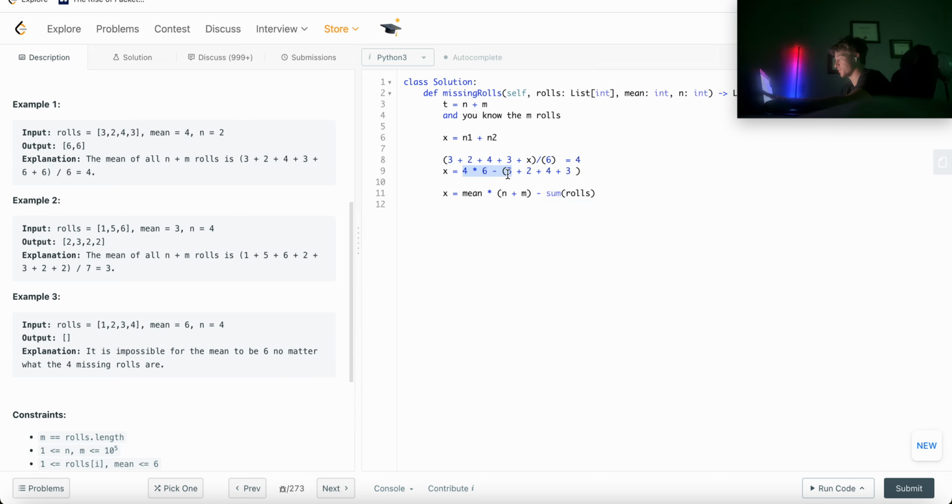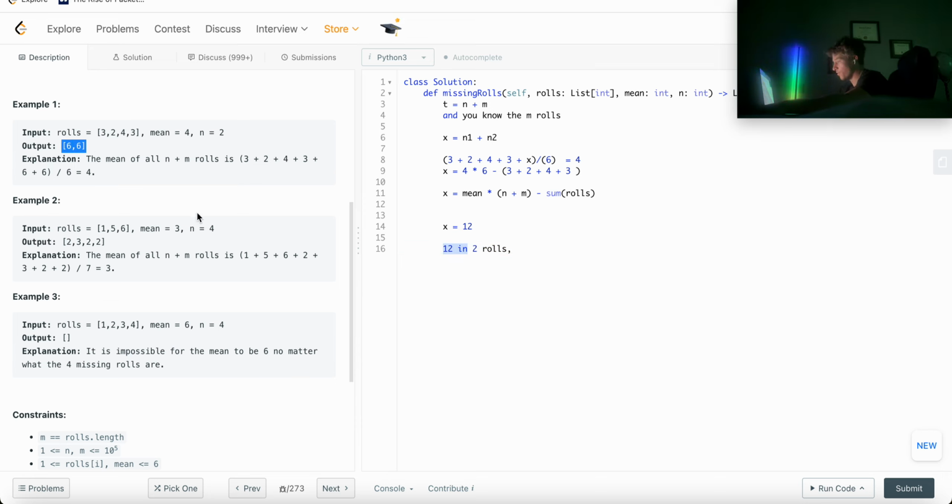It's 4 times 6 is 24, minus 4 is 20, minus 3 is 17, 15, 12. So x is 12. And I need to be able to get 12 in 2 rolls. And to get 12 in 2 rolls, you get 6 and 6. So that's how this works, right?